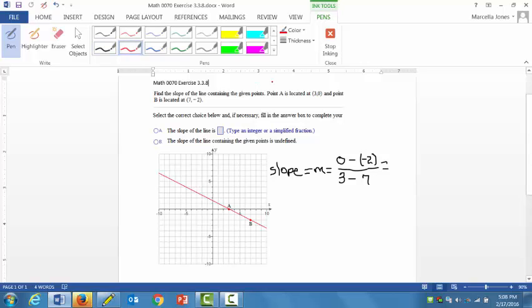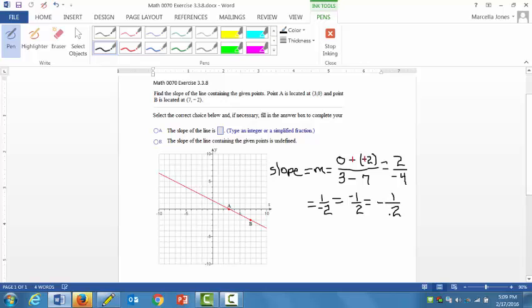0 minus -2 is the same as 0 plus +2. So that's 2 over 3 minus 7, which is -4. So my slope is -1/2, which I can write as 1 over -2. I can also write it as -1 over 2. Or I could write it as -1/2, where the negative is level with the fraction bar.